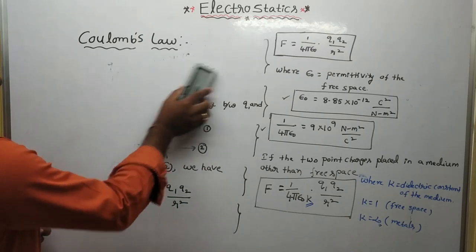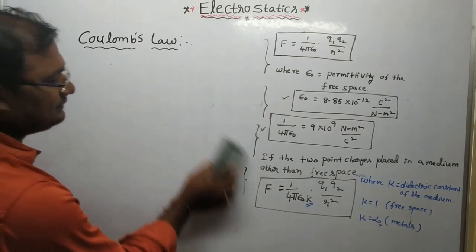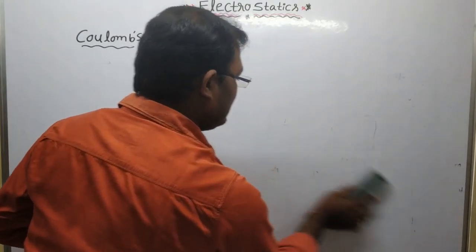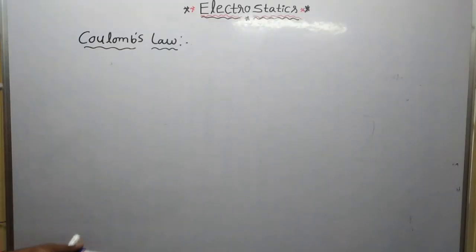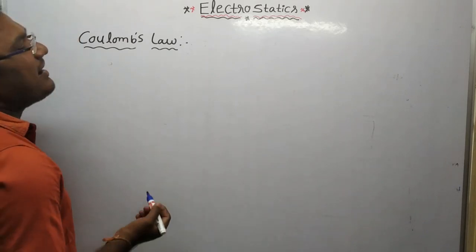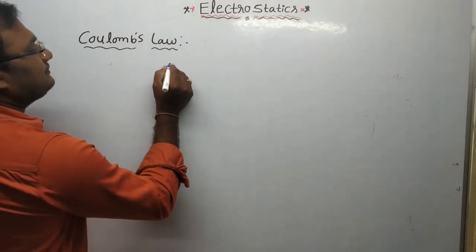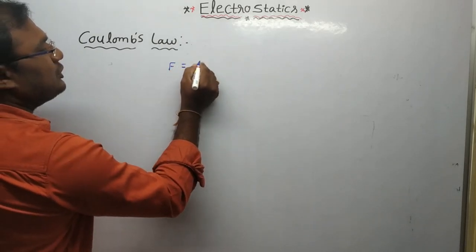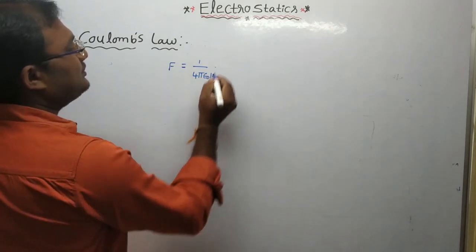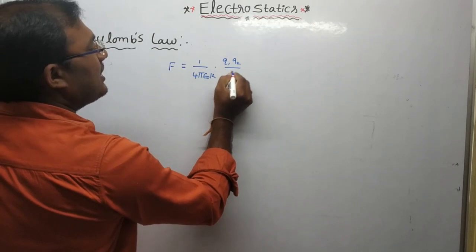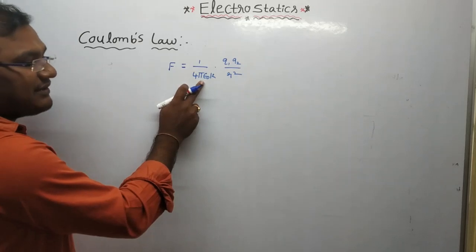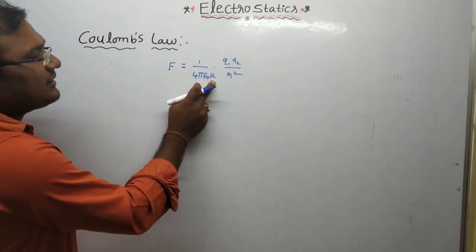This is about Coulomb's law. The expression for the force between any two charges when they are placed in a medium other than free space is F equal to 1 by 4 pi epsilon naught K into Q1 Q2 by R square. We all know that epsilon naught is the permittivity of free space, and K is the dielectric constant.